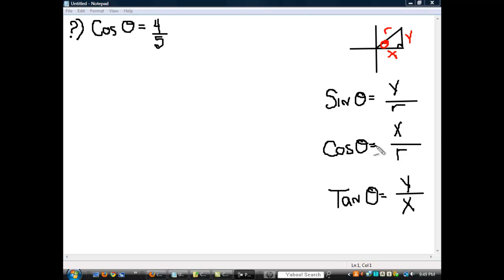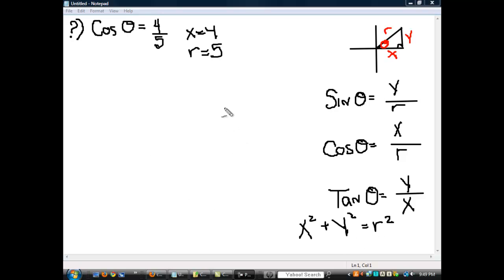With this, we can look at cosine of theta equals 4/5. Well, cosine is really x over r, so x equals 4, r equals 5. So in order to answer sine, we need to know y, and in order to answer tangent, we need to know y. So we need a way to relate x, y, and r. What's really nice is x, y, and r are on this right triangle. We know something very special about right triangles from the Pythagorean theorem. We know that x squared plus y squared equals r squared. The two sides squared added together is equal to the hypotenuse squared.